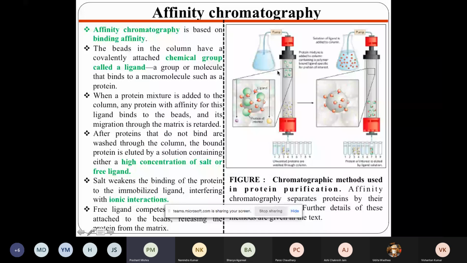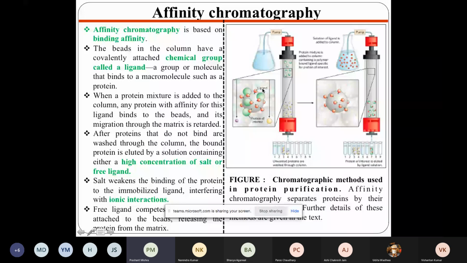In the first case, you used a gel which had a charge. In the second case, the gel had pores, so you have used two different types of gel. Here, the third property of the gel is important: this gel has beads, and these beads are covalently attached to a chemical group, and this chemical group is called a ligand. So you can see there is a bead, it has a ligand, and this ligand will have affinity for a particular type of protein.